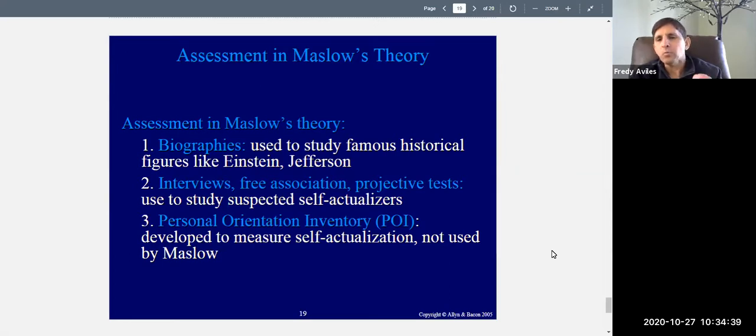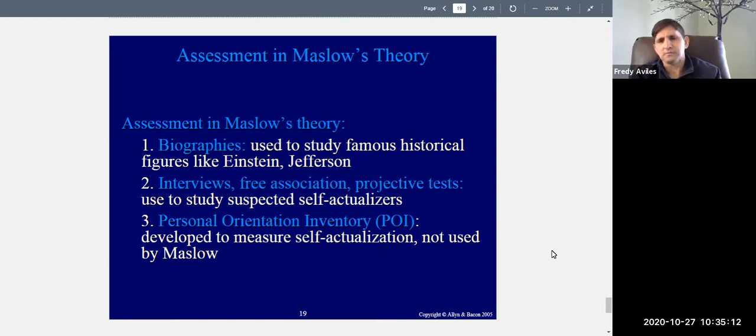Maslow wanted to know what was it about them that made them different. And that's where he got some of his ideas about self-actualization, that it's a mission, something greater than yourself usually, that self-actualizes you. He also did interviews and used free association techniques, which we already talked about. He used projective tests, where you look at something and say what it looks like to you, to study self-actualizers. So he was really interested in these people who seemed to have achieved something greater, who have self-actualized.